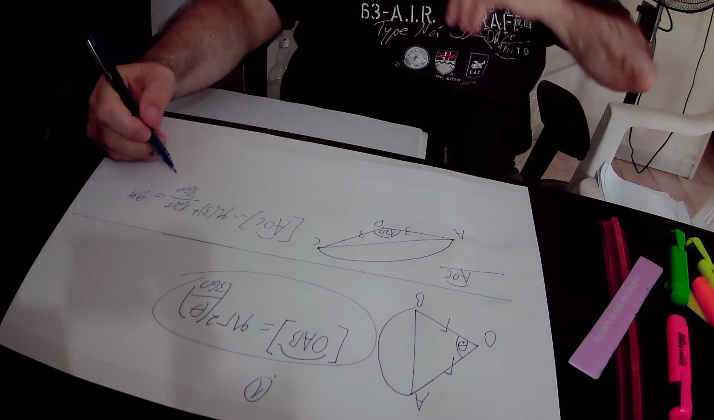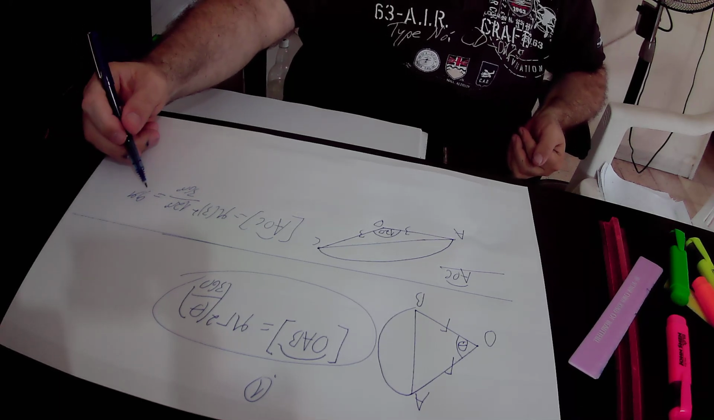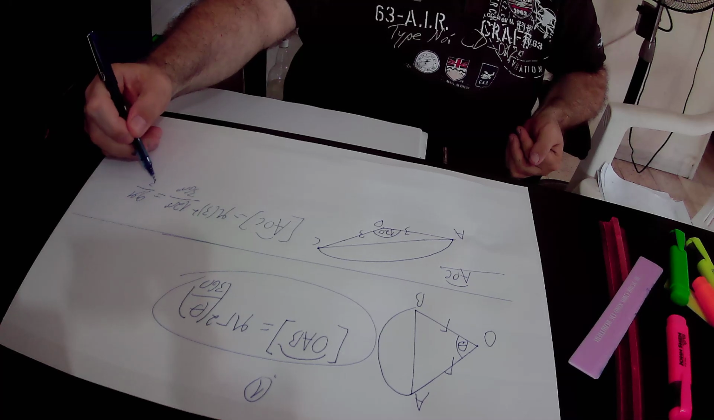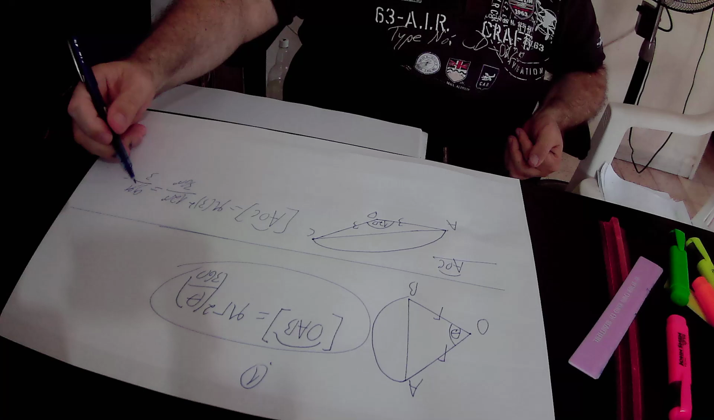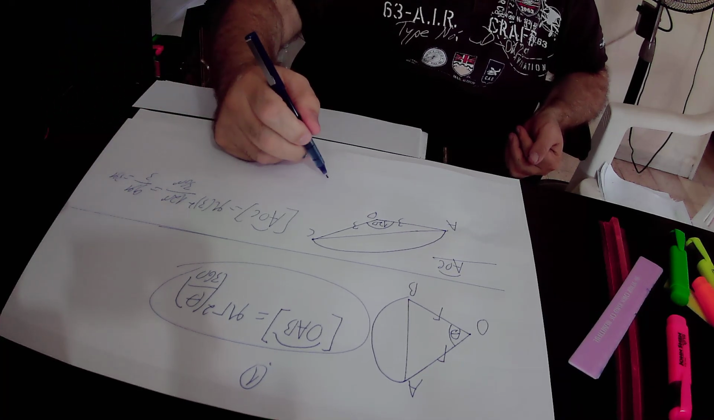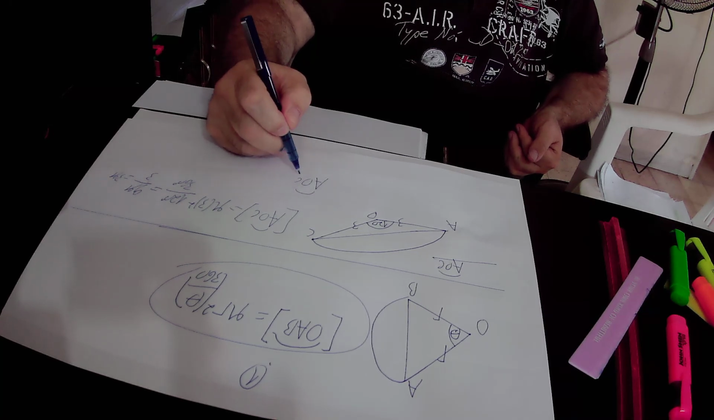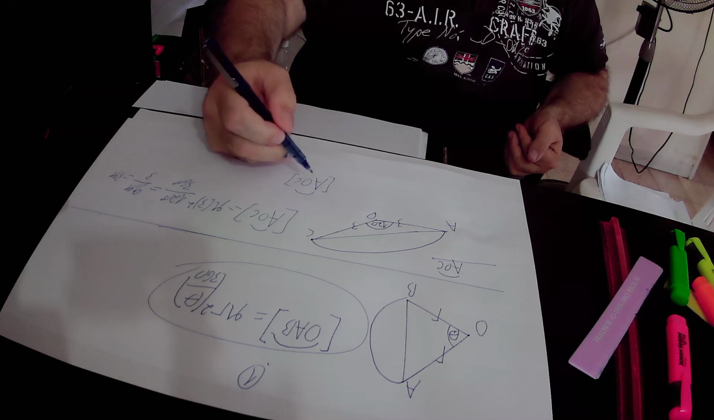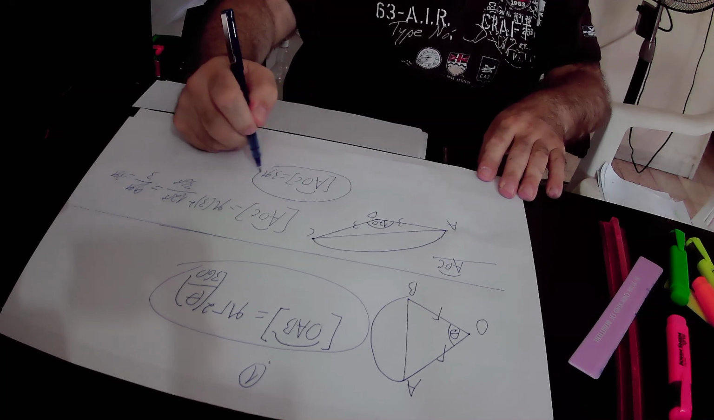120 degrees over 360 degrees is 1/3. So in total this expression will be equal to 9 pi over 3. 9 over 3 is 3. Therefore, in total, this expression will be equal to 3 pi. That is to say, we found out that the area of this sector AOC equals 3 pi square units. Okay.